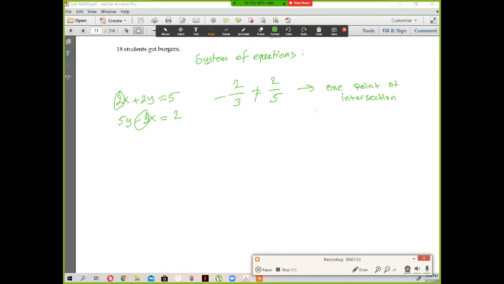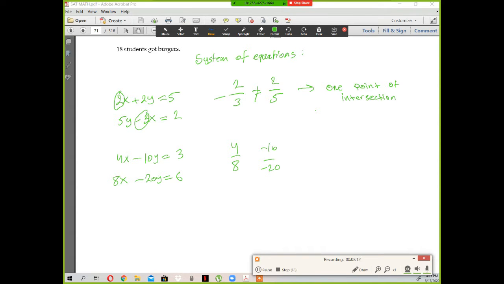And if we have something like this, for example, 4x minus 10y equals 3, and 8x minus 20y equals 6. Let's take the ratio of the coefficients, 4 divided by 8 and minus 10 divided by minus 20.